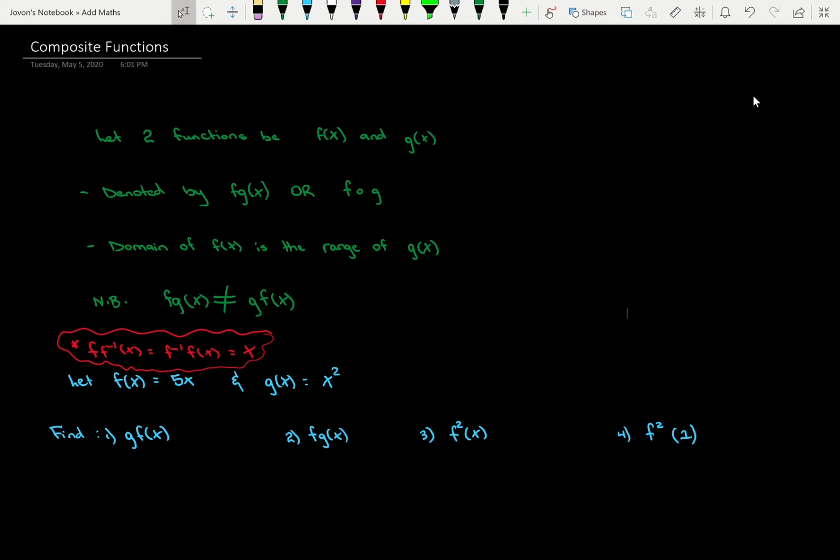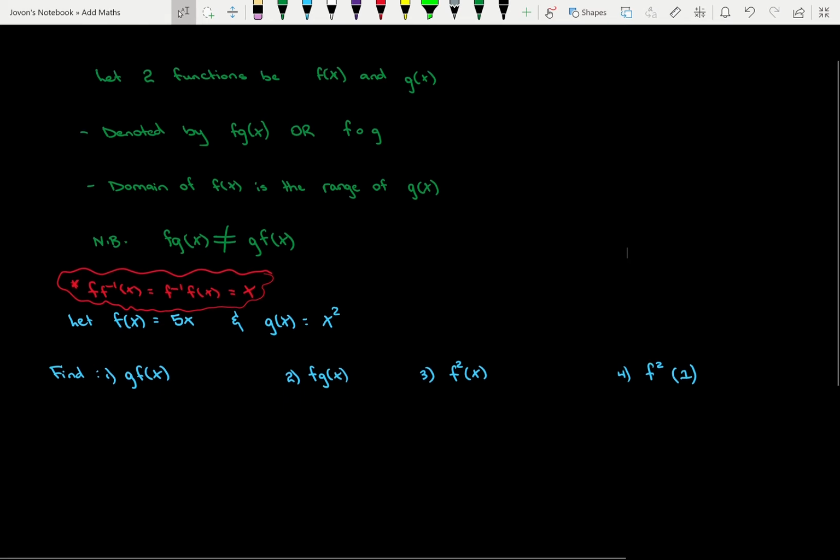Okay, hey guys, today we're going to deal with the topic of composite functions, and this is the last topic really for functions, and this would basically conclude the entire topic of functions. For composite functions, firstly we're going to have two functions, and we can let them be f of x and g of x. Now, I said before that functions are denoted by f of x, but they can actually be denoted by g of x or h of x sometimes. F, g, and h are the most common ones you'll see.